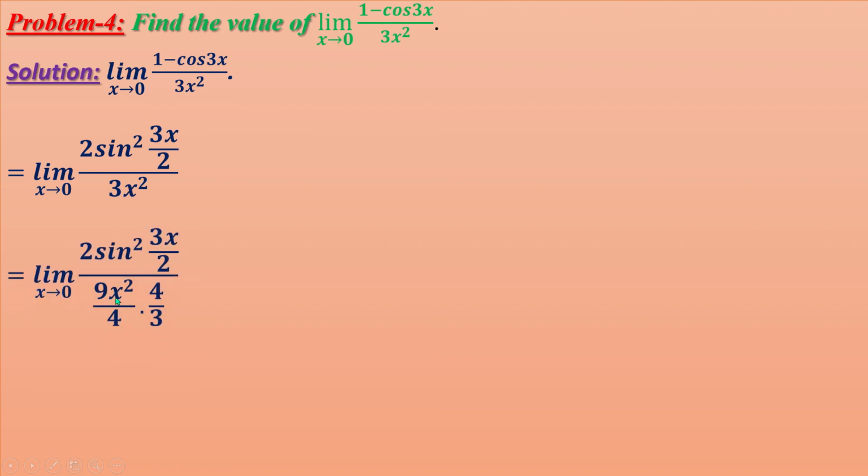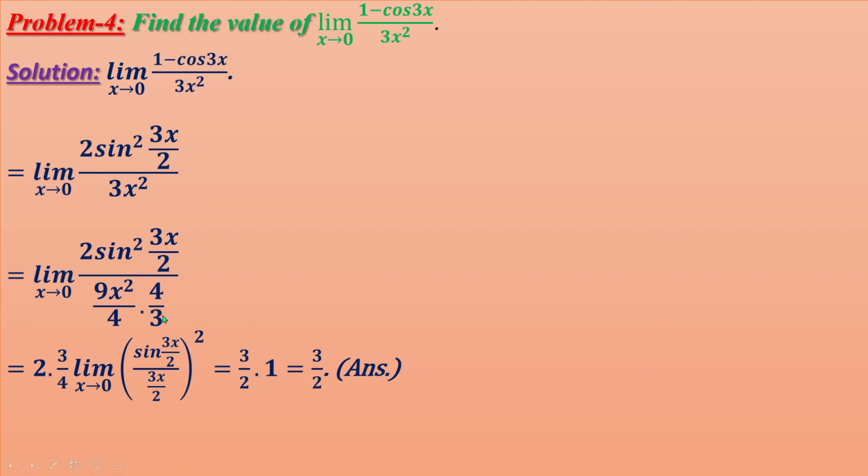Now this equals 9x square by 4. As 4 is absent here, we multiply by 4 and divide by 3 because here is 3. So 3 and 9 cancel, we get 3, and 4, 4 cancel. That means we can write it like this. Now take this out of the limit because this is a constant. That means 2 into 3 by 4, because this is in division form, so when we take it in multiplication form, the numerator will be the denominator and the denominator will be the numerator.